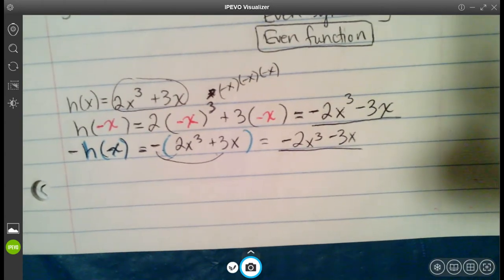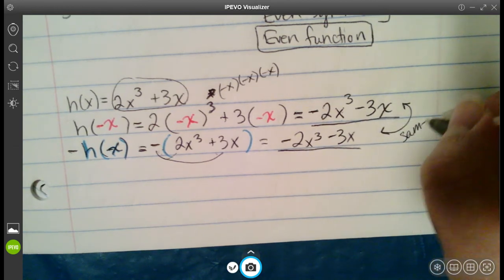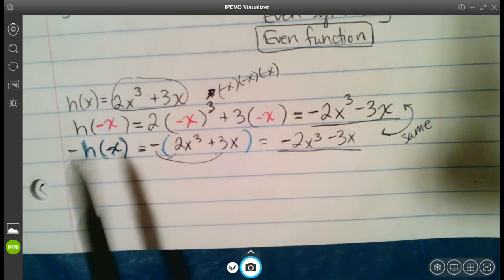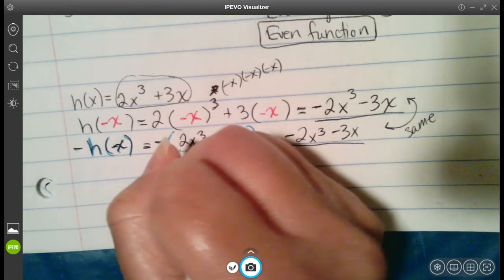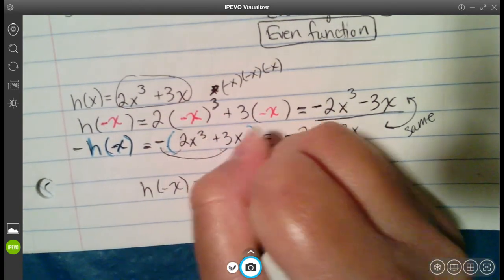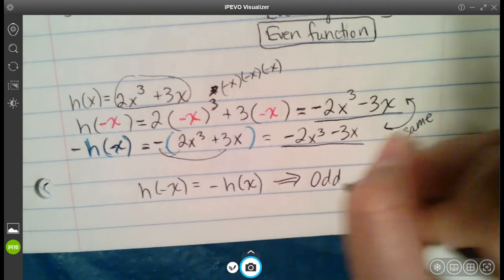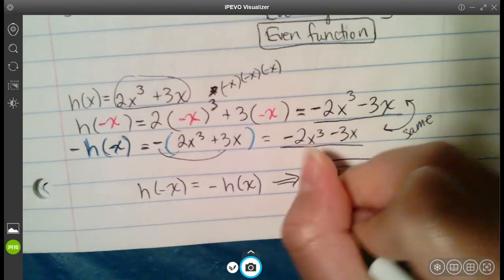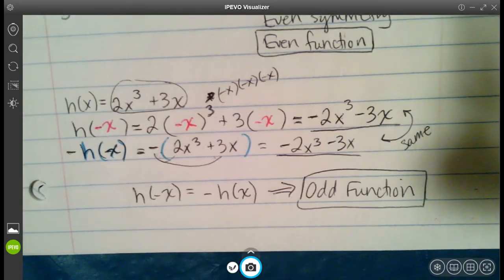And hopefully you have already seen what just happened. These two are the same. So when these two are the same, that means these two are the same, and that is the definition of odd symmetry. So here we have that h of negative x is equal to negative h of x, okay, which means that we have an odd function. And I believe that is it, guys. That's the last example. So if you have any questions, as always, let me know.